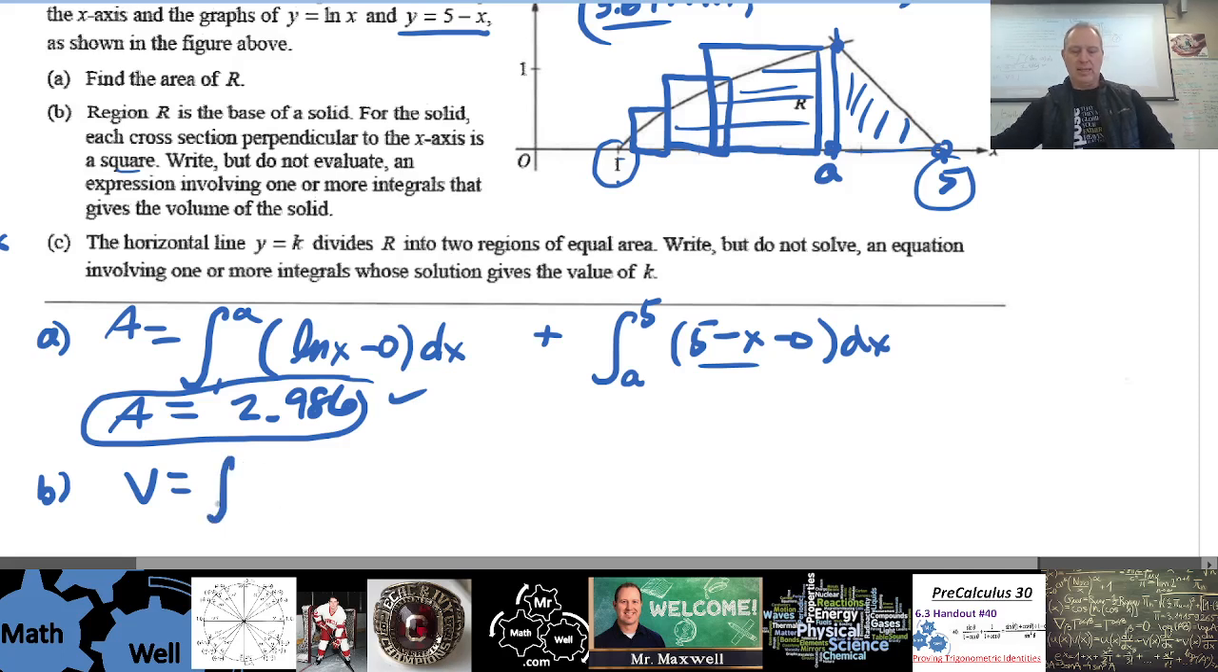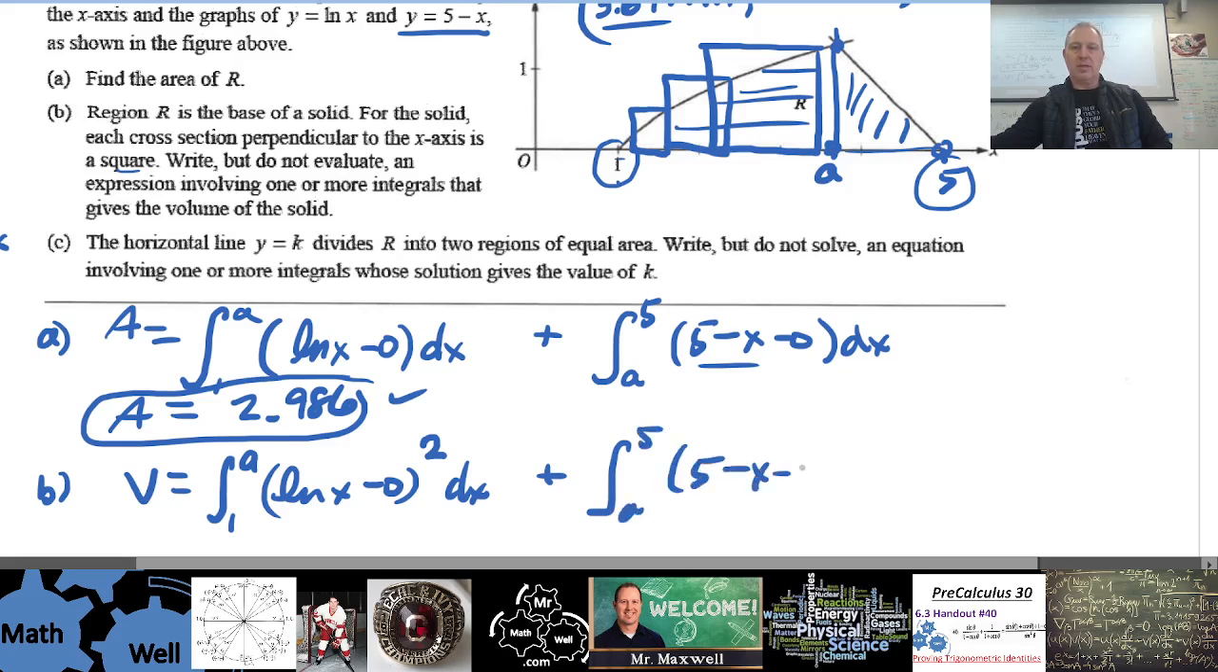So we're looking at the integral from 1 to a. We still have to split this up into pieces, right? So the upper function here is ln x. So ln x minus 0, of course, and that's going to be squared there, plus the other integral from a to 5 of 5 minus x minus 0, and that's going to be squared.